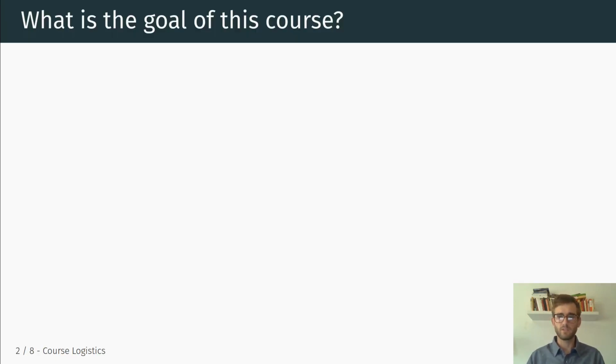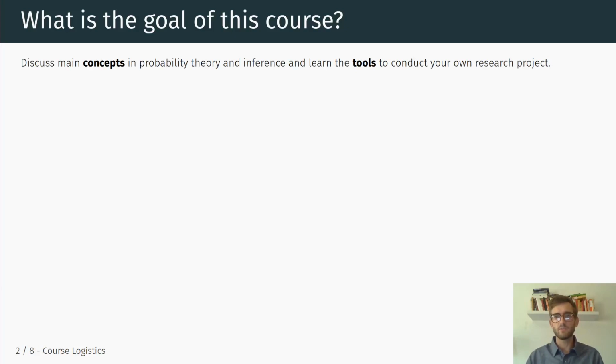So what is the goal of this course? Briefly, this is a graduate level introductory course in political methodology. And so you will learn the nuts and bolts of probability theory, inferential statistics, and statistical programming. So the idea is to discuss the main concepts in probability theory and inference, and learn the tools to conduct your own research project. And this is the first lecture in a sequence in our methods program. So ultimately, this course will prepare you for POL SCI 702, as well as POL SCI 935, where you will learn more advanced methods and applications.